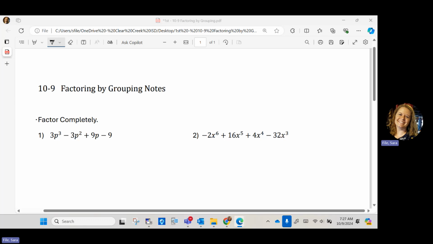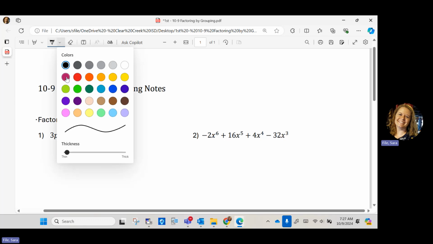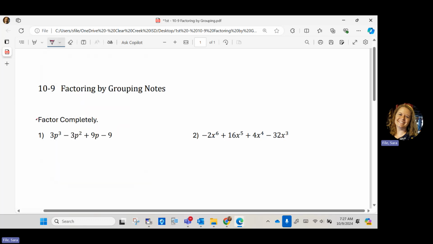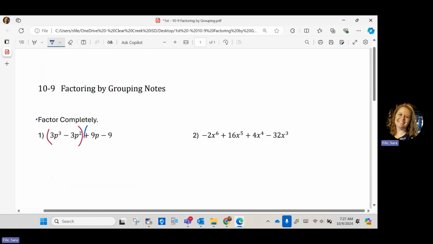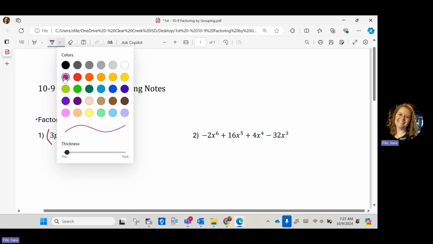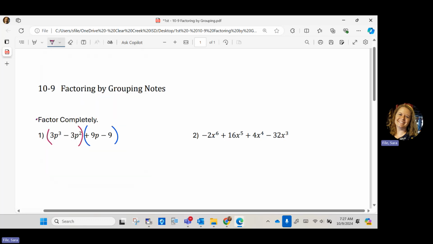When I say grouping, I'm going to try to color code here. I'm going to do the first two terms together in a group, and the second two terms together in a group. And what I'm looking for is the GCF of each group individually. So in this first group, in the first set of parentheses, what is the GCF? What can both of those be divided by evenly?